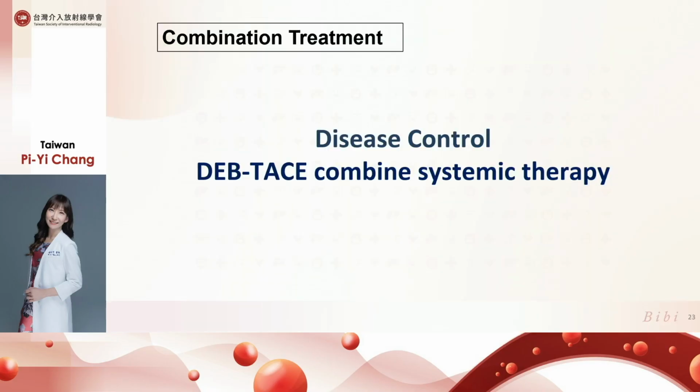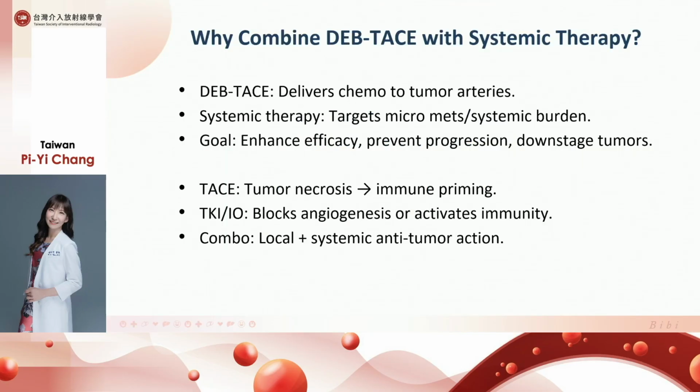Okay, moving on to the combination treatment, because it's the hot topic now, because we have to find our role. So we try to combine locoregional therapy with systemic therapy. So, disease control for DAPTase combined with systemic therapy. Why? Because DAPTase can deliver chemo to the tumor arteries, but systemic therapy can target the micrometastasis and systemic burden, and combining these two therapies can enhance efficacy, prevent progression, and downstage the tumor.